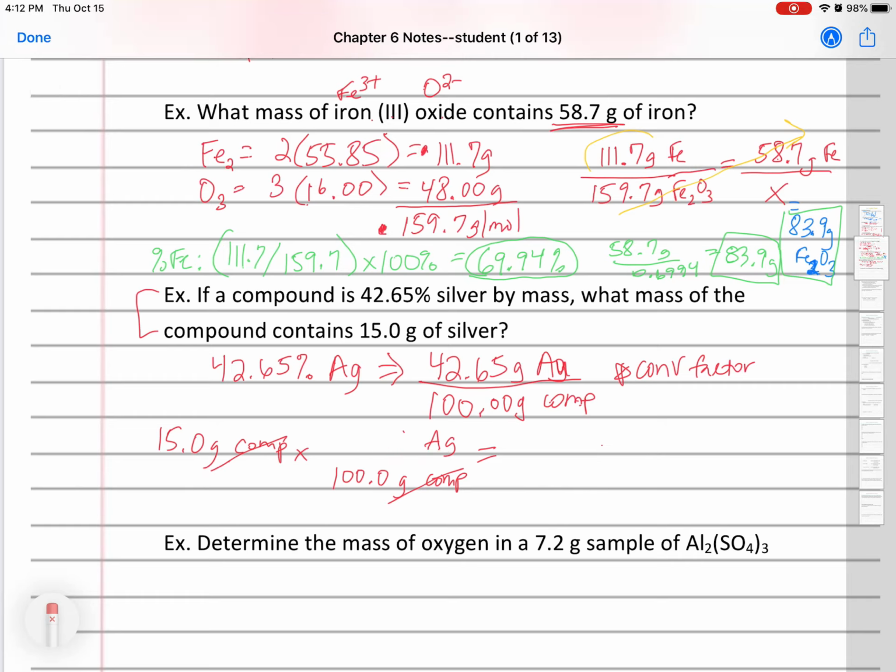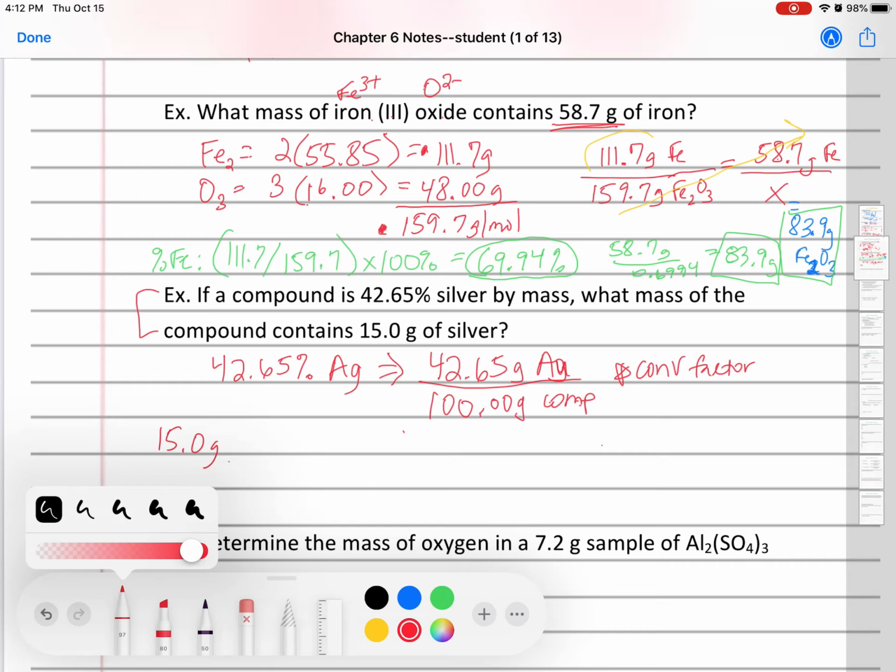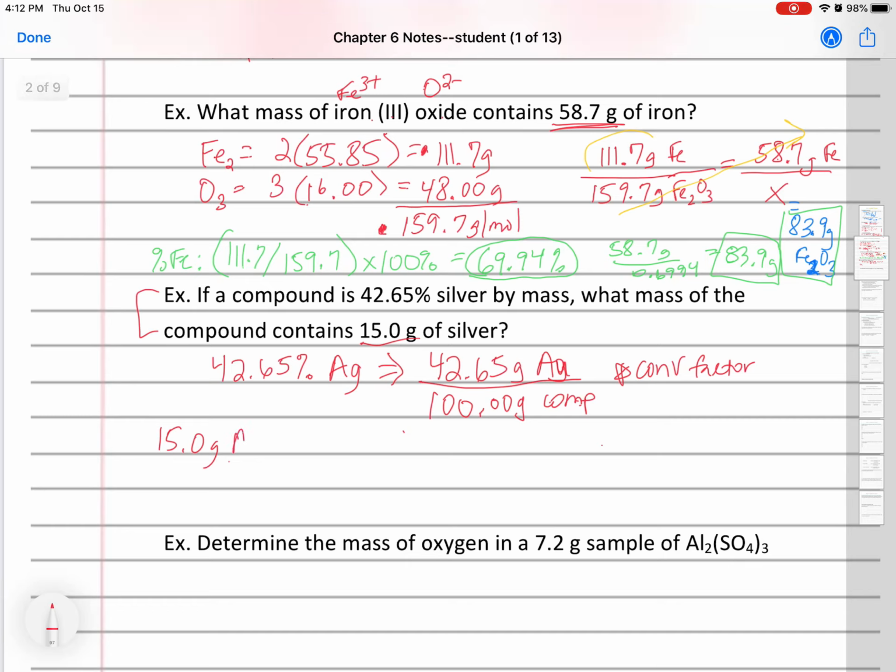We're not talking about 15 grams of the compound. Should read more carefully, Sarah. It says, what mass of the compound, that's what we're trying to find, contains 15 grams of silver? So if we have 15 grams of silver, I need to flip this conversion factor. I need my grams of silver on the bottom and my grams of compound on the top. That's why it's good to write out your units, make sure everything cancels properly. And the answer is indeed 35.2 grams.